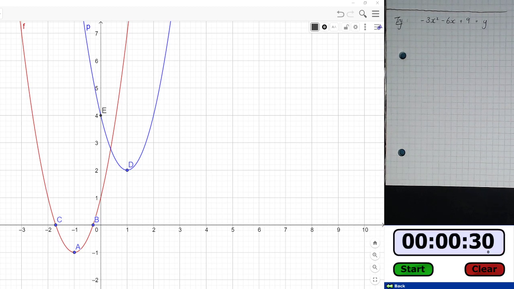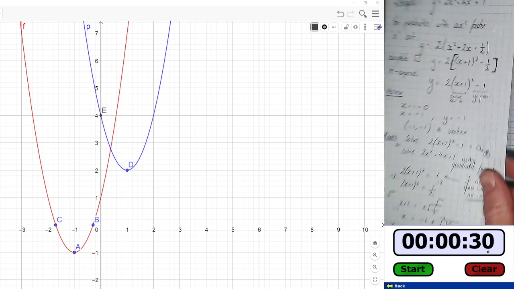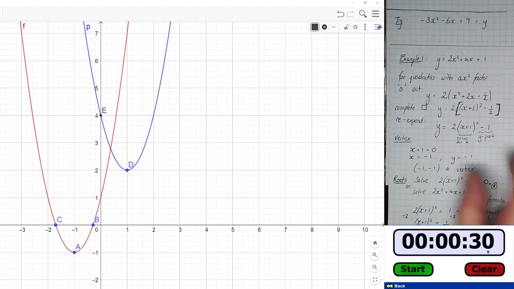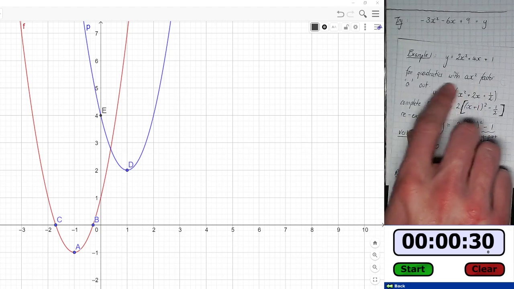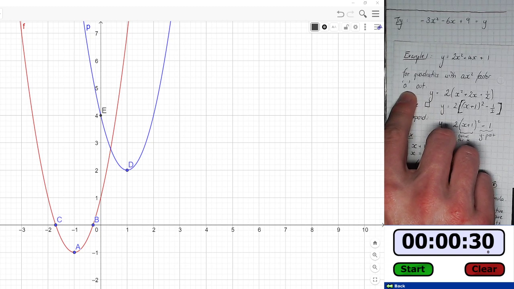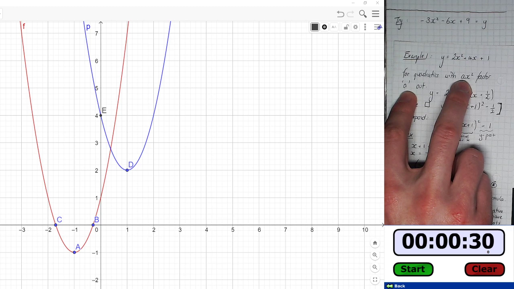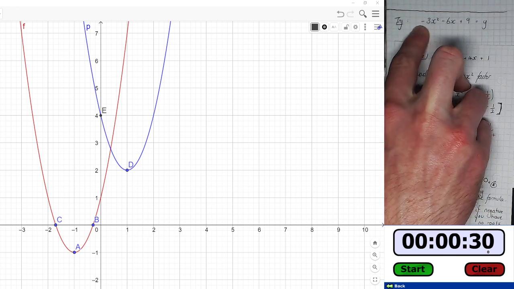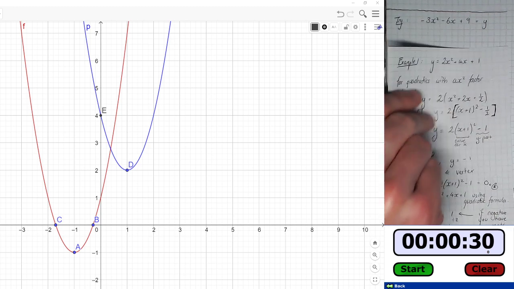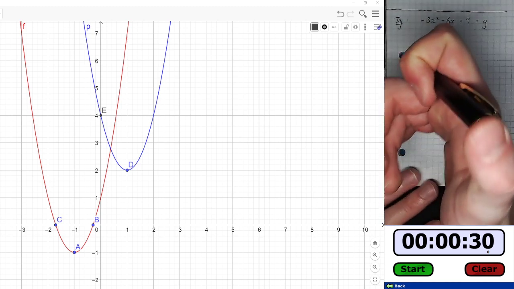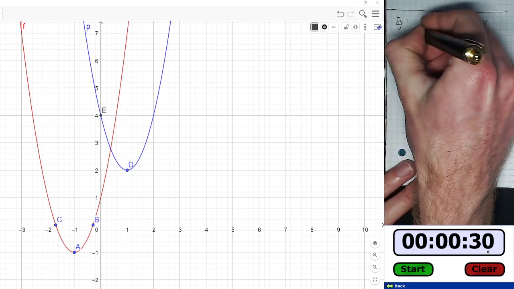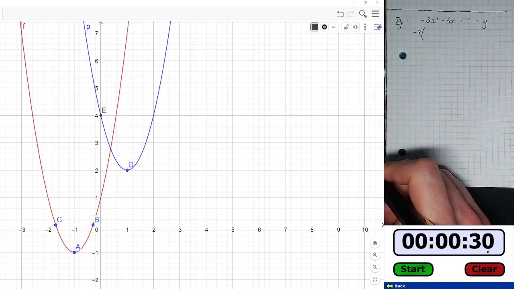Okay, so hopefully you've got an idea of what you would do first. What we did first with these was to factor out whatever we had in front of the x squared. In this case, we've got negative 3 in front of the x squared, so I would have to factor out negative 3 from everything.